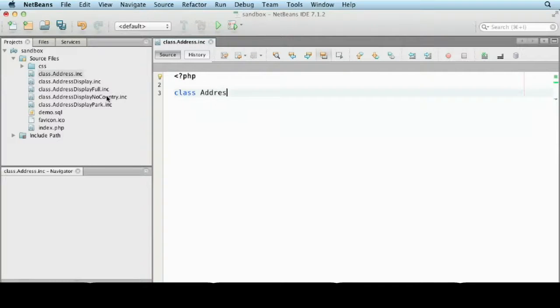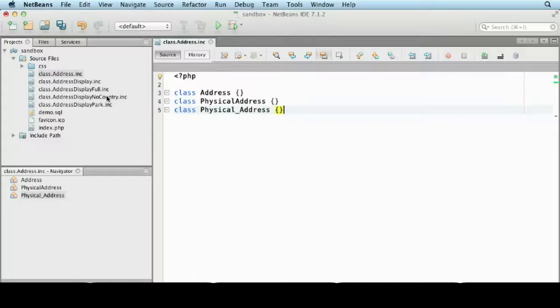Class address. This is valid as it starts with a letter and the remaining characters are also letters. Class physical address. And class physical_address. Each of these is valid and follows common best practices for capitalization. The use of underscores for word separation differs between coding standards.